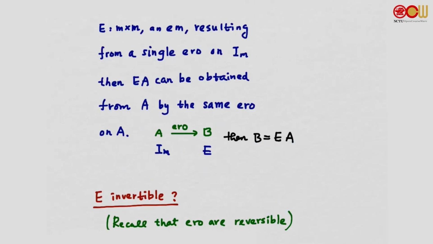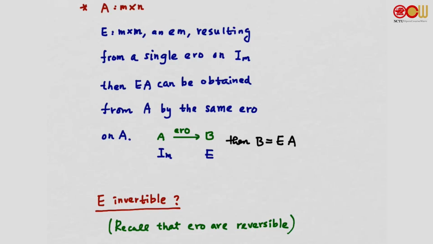Let's talk about some properties of elementary matrices before we come to the point that we just talked about. First of all, is an elementary matrix invertible? We know elementary row operations are reversible. Each elementary row operation is reversible. So is the corresponding elementary matrix invertible?